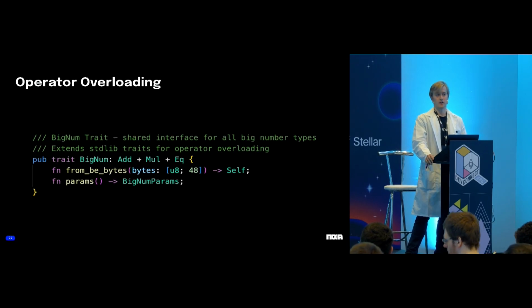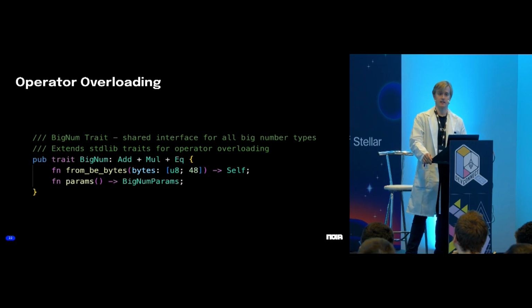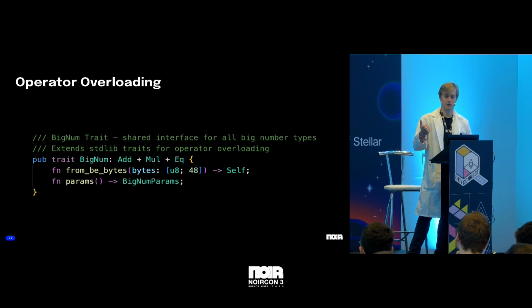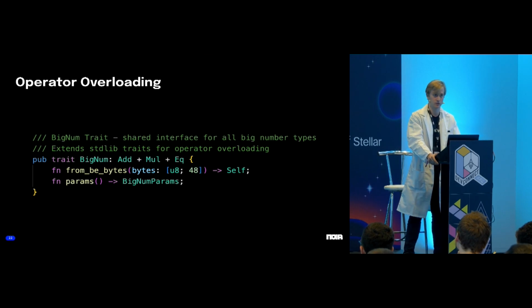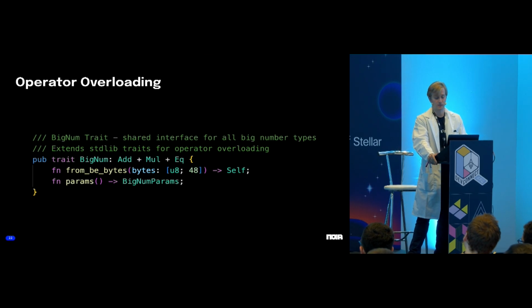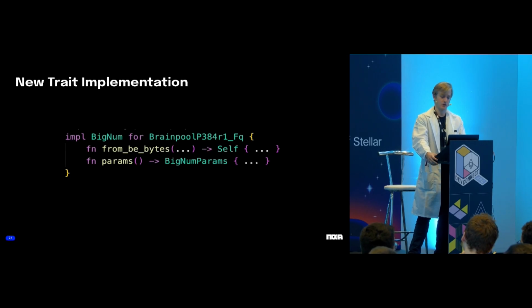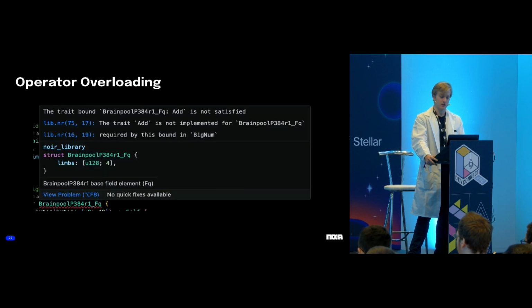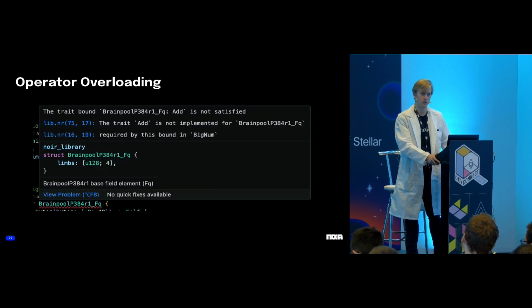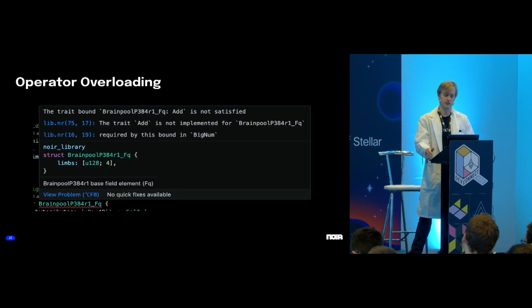So now in our BigNum trait, we'll specify that it can essentially inherit the other traits like Add, Mul, EQ. It's technically referred to as a parent trait. So when I have my BigNum impl like this, if I don't implement one of these parent traits, I'm going to get this error here. And you'll see it's telling me that I've not satisfied a certain trait constraint, which is, in this case, Add.